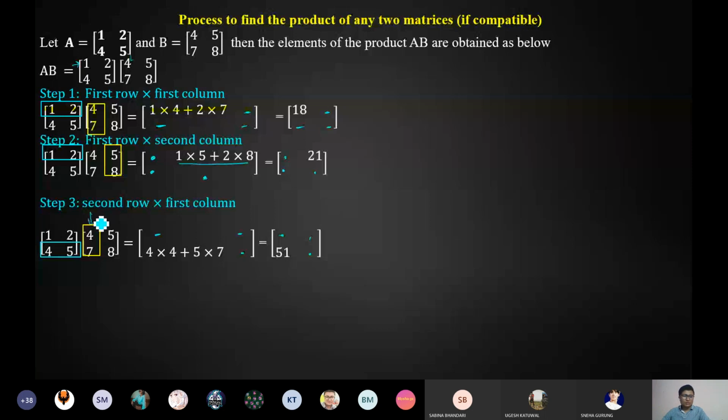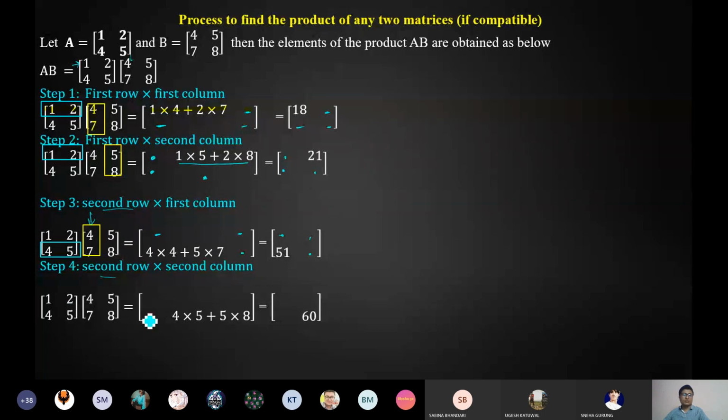Your first column's turn is finished. Now second column. Step 4, second row into second column. Okay, first row first column, first row second column. After the first row's work is finished, then the next row's work, right? Second row first column, second row second column.